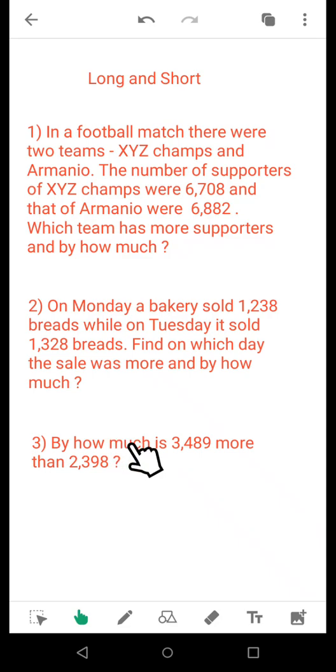Question number 3. By how much is 3,489 more than 2,398? Whenever you get these types of sums, you know that you have to subtract the smaller quantity from the greater quantity and then you can get by how much more 3,489 is than 2,398. These are the three questions on the first page, then we move to the second page.